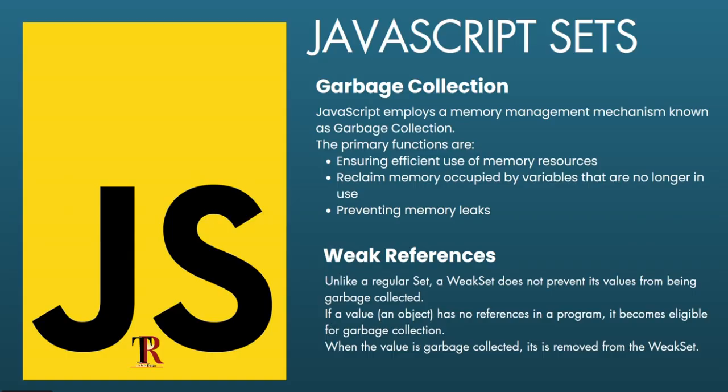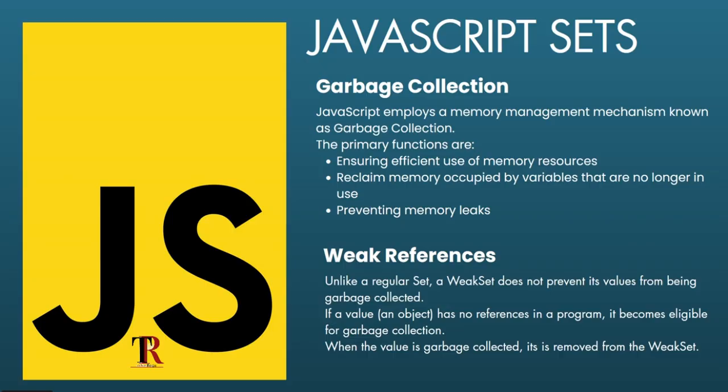Number two is that it reclaims memory occupied by variables that are no longer in use. So when your program is running and there are some variables that have already been used, JavaScript knows how to reclaim the memory occupied by unused variables and provision it for other parts of your program that need memory. And number three is preventing memory leaks. So garbage collection helps to prevent memory leaks in JavaScript.